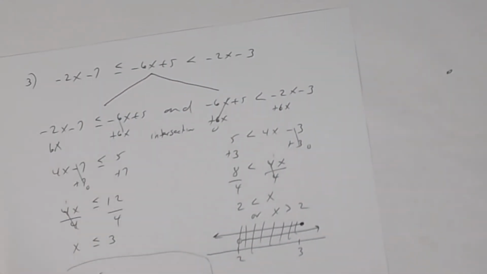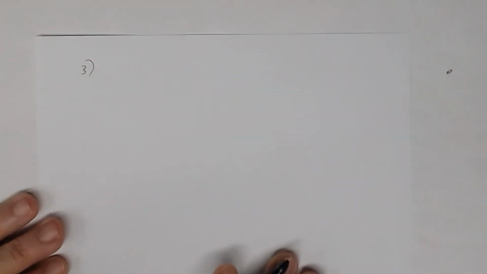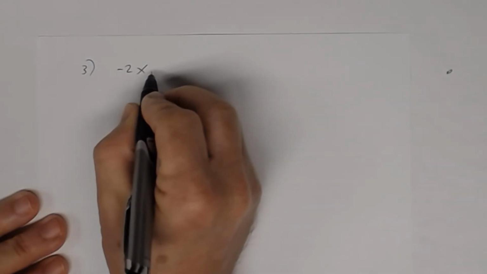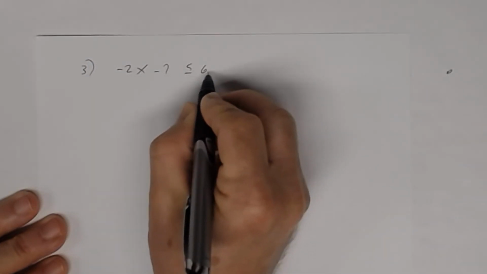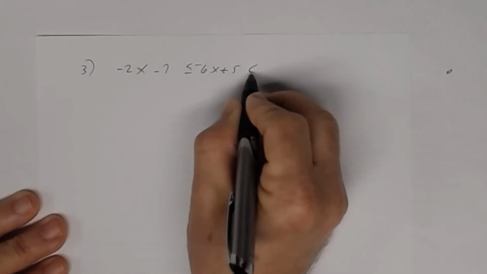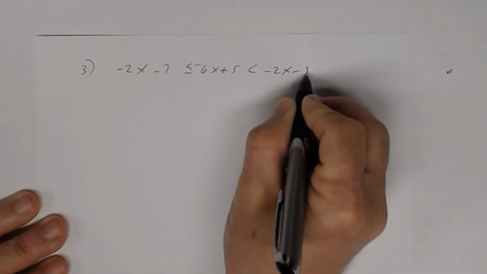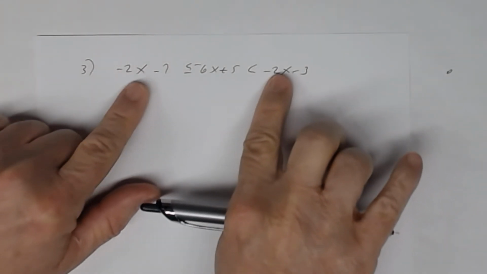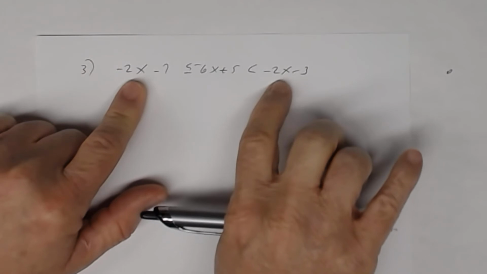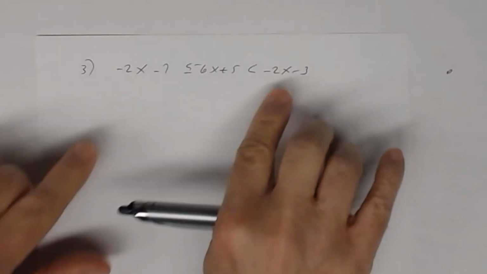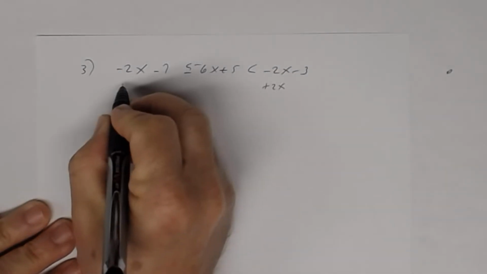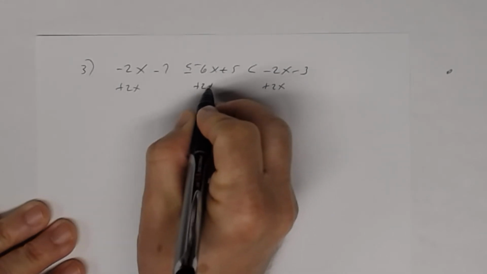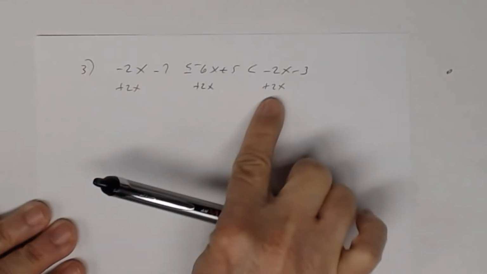Now, if you wanted to use a shortcut, this is what you would have. So let's quickly do that. This is number 3 with the shortcut, the second approach. Okay, since the variable terms on the outer parts are identical, I can eliminate those variable terms by just adding 2x to all three parts.